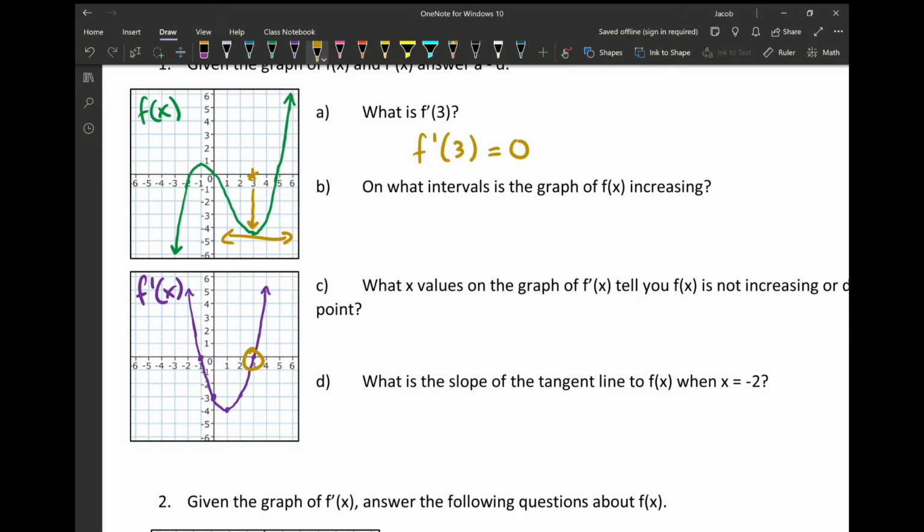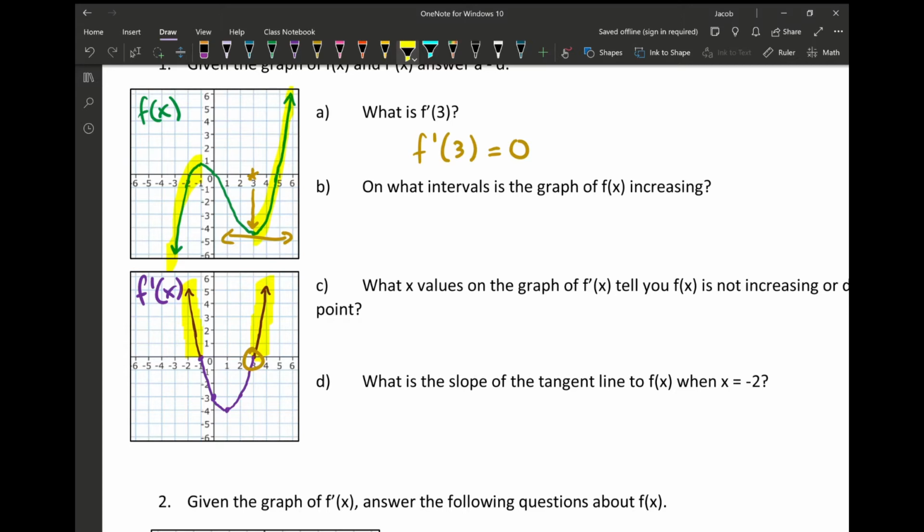On what intervals is the graph of f of x increasing? It'd be pretty easy to look at f of x and say we're increasing from negative infinity to -1, and then 3 to infinity, not included. But it's just as easy to say this graph, f prime of x, is positive when it's above the x-axis, so it's just those x intervals that include those two ends of the quadratic. So it doesn't really matter where you look.